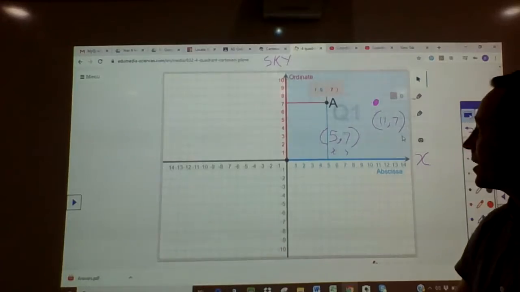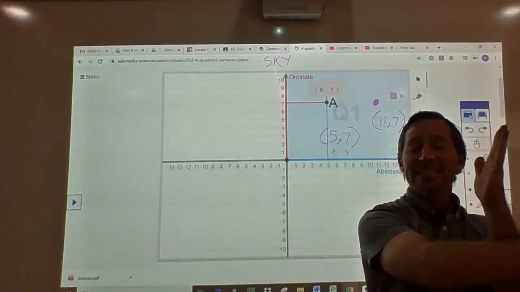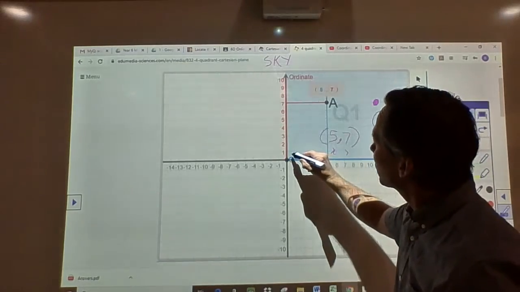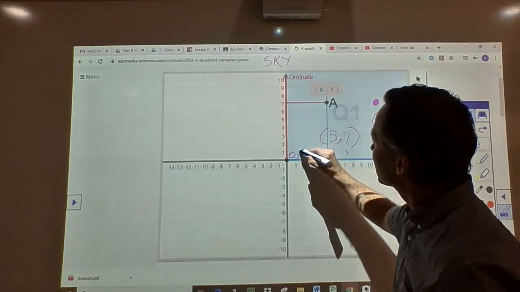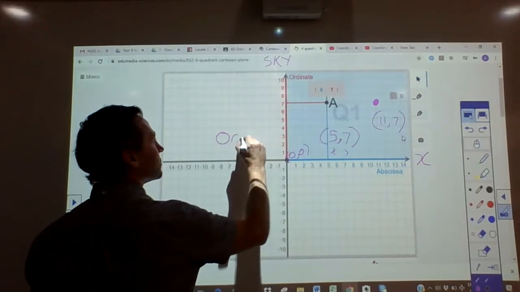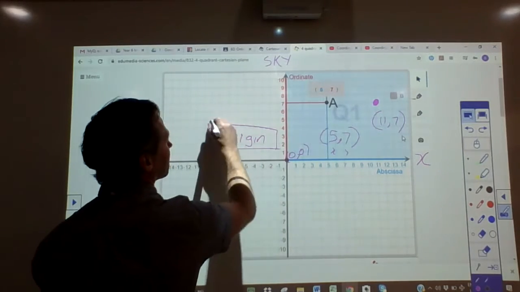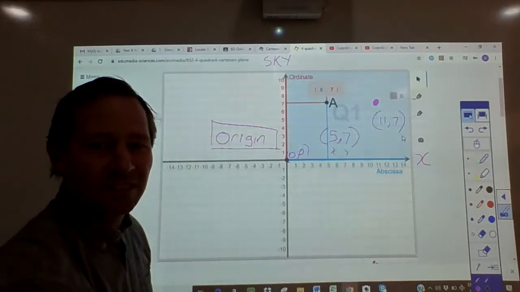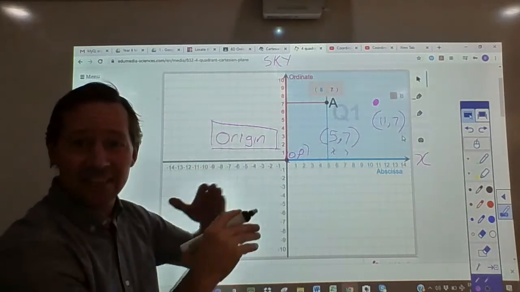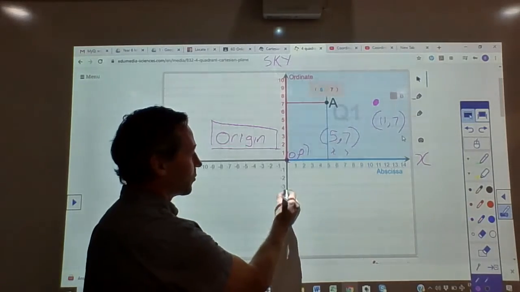Some of the other vocab we need to look at, right in the centre, where it's got that little dot and the line intersects. That actual coordinate point will be 0, 0, also known as the origin. Origin. It's the centre. 0, 0. If there is a coordinate and there is something right on here.